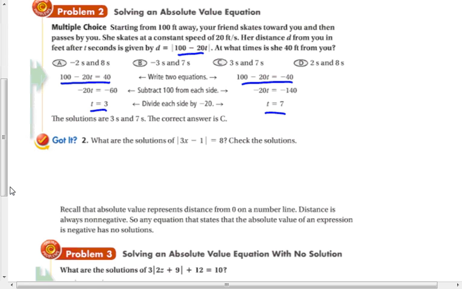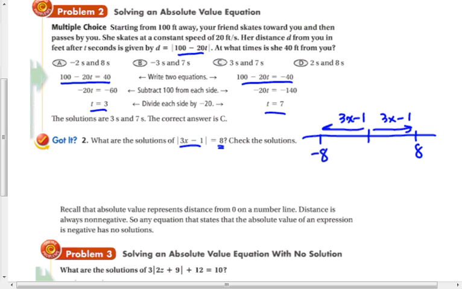So to solve an equation like this, what we have to think about is, on a number line, we can either be 8 units this way, which would be positive 8, or 8 units this way, which would be negative 8. So this expression, 3x minus 1, we can solve it for when it is -8, and we can solve it for when it is positive 8.